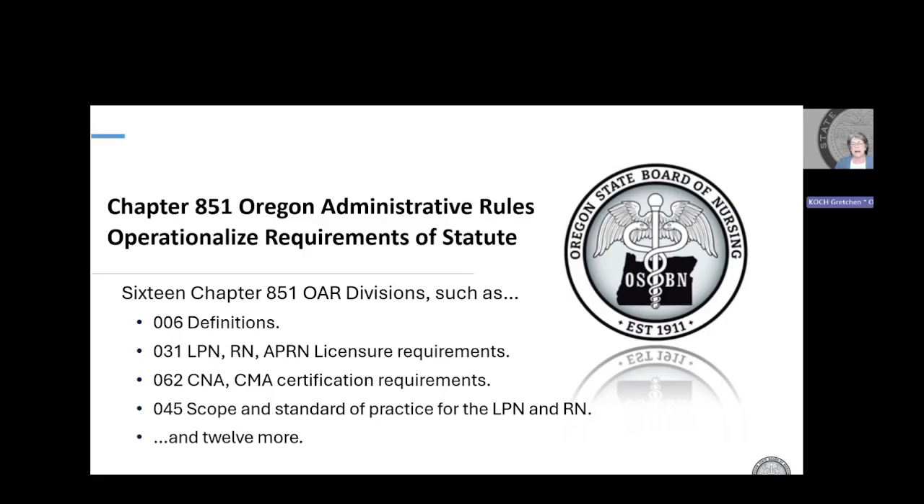The Nurse Practice Act's OARs are divided into 16 separate divisions, which are organized and named according to their content. So for example, Division 6 contains definitions, and these are terms that are used throughout the other Chapter 851 divisions. Division 31 contains licensure requirements for nurses: LPN, RN, nurse emeritus, and advanced practice registered nursing types, the nurse practitioner, clinical nurse specialist, and certified registered nurse anesthetist. Division 62 contains standards for the certification of nursing assistants and medication aides.